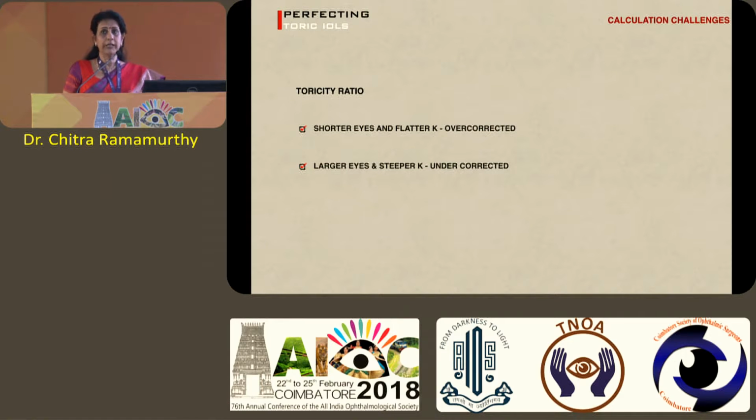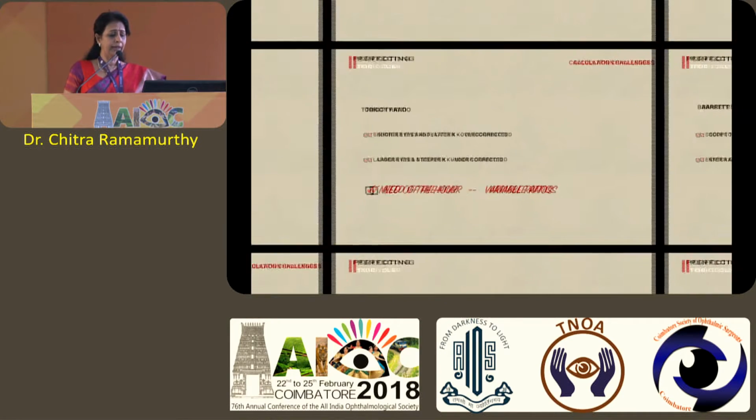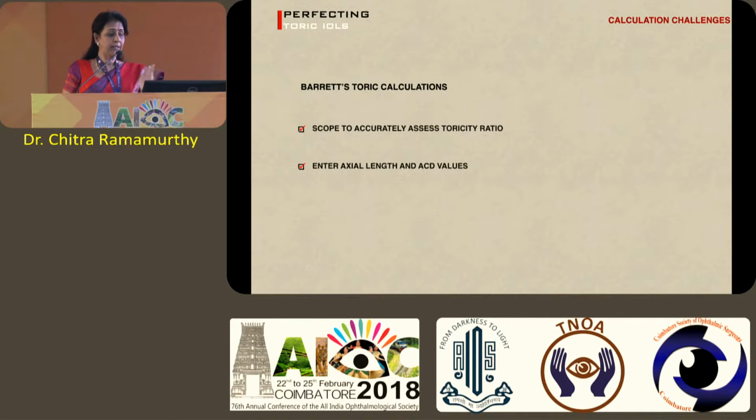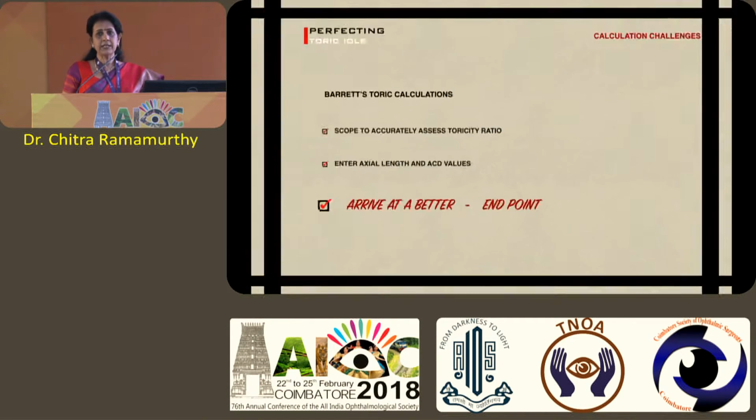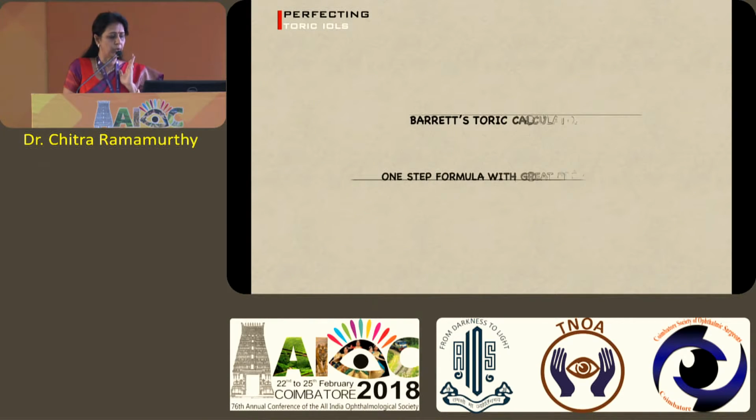So then what can happen, which we need to beware of, is in shorter eyes, that is hyperopic eyes, and eyes which have a flat K, you would end up overcorrecting, and in big eyes and with a steep K, you would end up undercorrecting, and this has to be kept in mind. Then, having told you all of this, the Barrett's toric calculation is another major breakthrough, because it takes care of all these issues which were discussed.